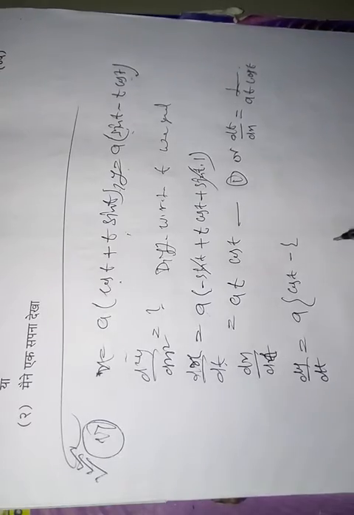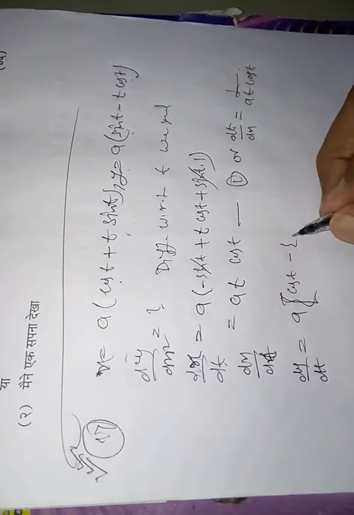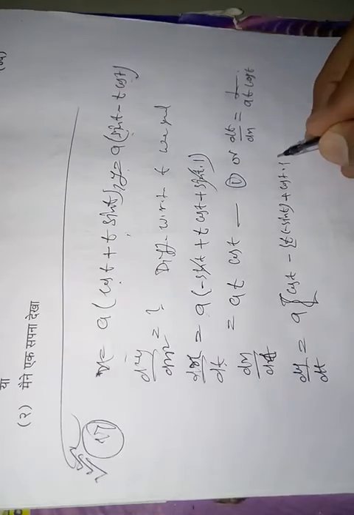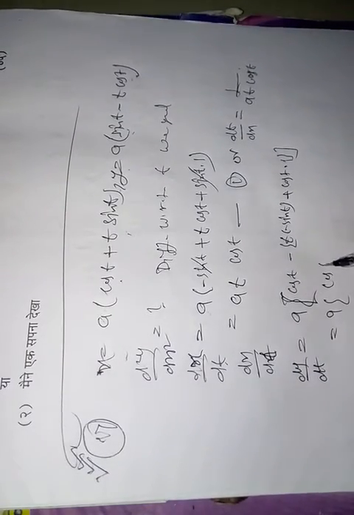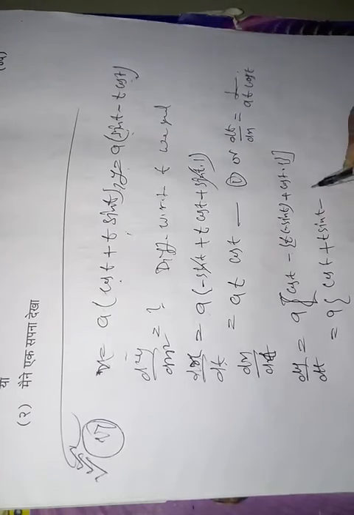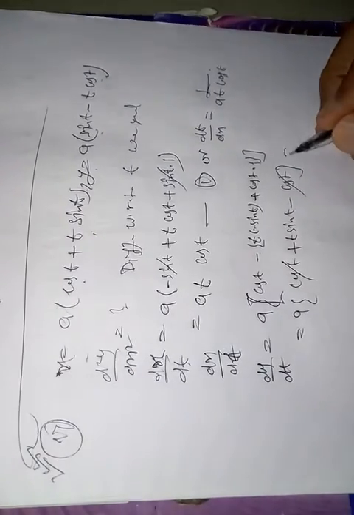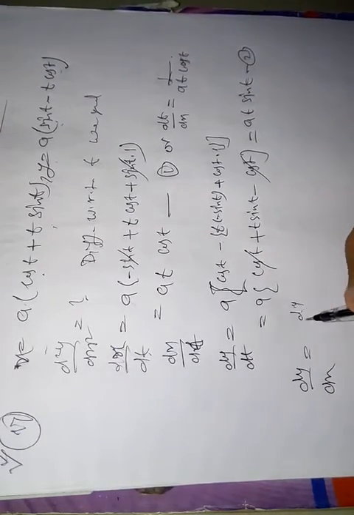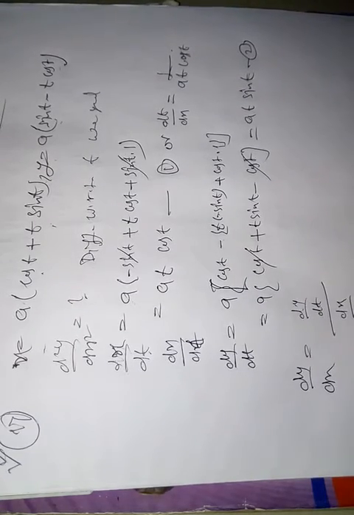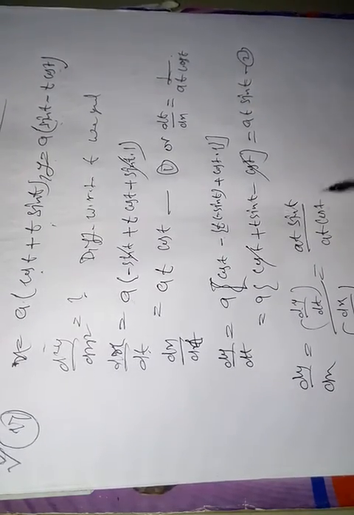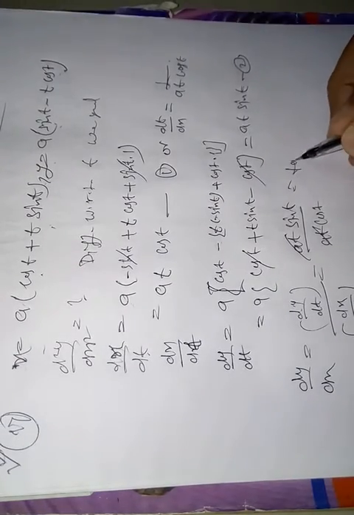Next, dy/dt: the derivative of a sin t is a cos t, minus a bracket, t times the derivative of cos t, which is minus sin t, plus cos t times the derivative of t, which is 1. The cos t terms cancel, leaving a t sin t. This is equation 2. Then dy/dx equals dy/dt upon dx/dt, which is a t sin t upon a t cos t, equals sin t by cos t, that is tan t.